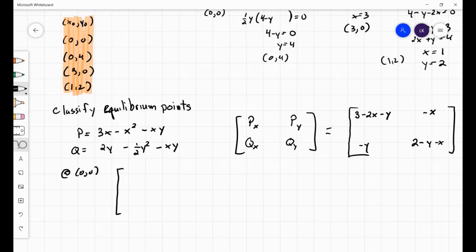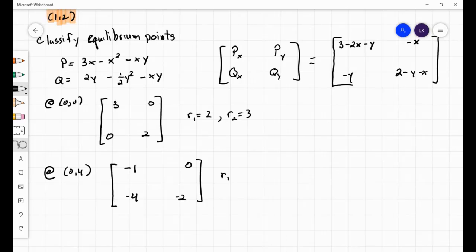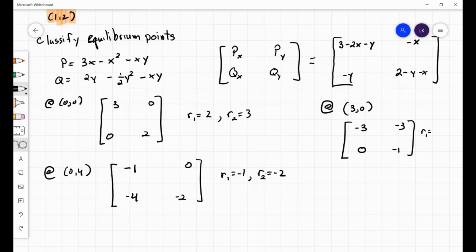At the origin, the matrix has 2 positive eigenvalues. So that's going to be an unstable node. Next, at (0, 4), we get 2 negative eigenvalues. So that's an asymptotically stable node. At equilibrium point (3, 0), again, we get 2 negative eigenvalues. That's another asymptotically stable node.